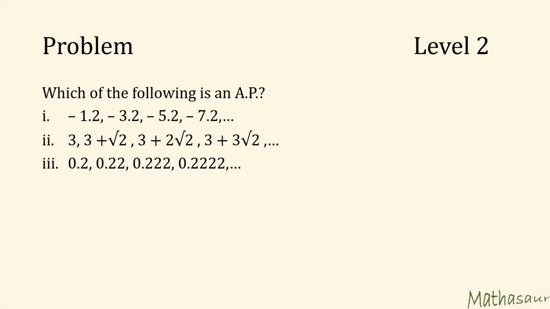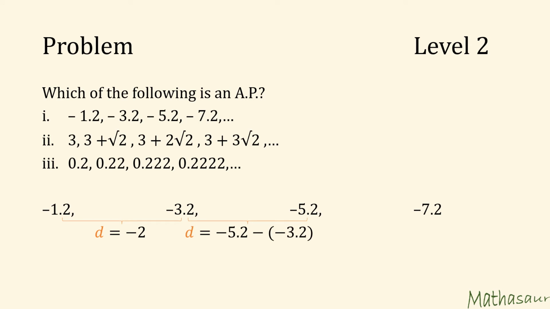Let us look at another problem. Which of the following is an AP? We are given 3 patterns and we have to identify if they are arithmetic progressions or not. Let us look at the first AP. Now recall that for an AP we should be able to identify small a and small d, that is the first term and the common difference. Now here, let us look at the common difference between the first and second terms. It comes out as -2.